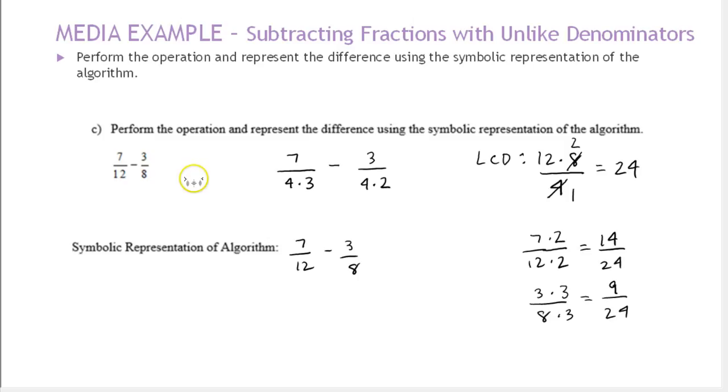Now rewrite the problem using the equivalent fractions. 14 over 24 minus 9 over 24. Subtract the numerators, keep the denominator, piece size does not change. 14 minus 9 is 5, and the denominator is 24.